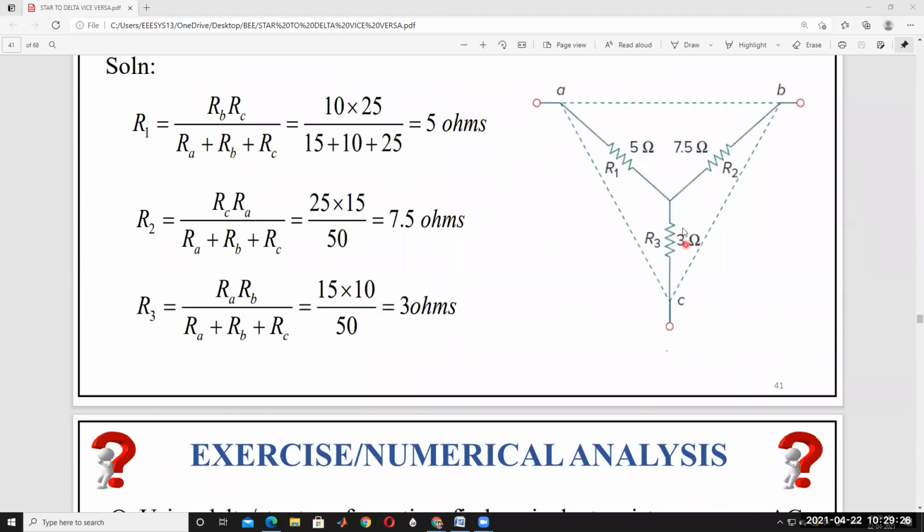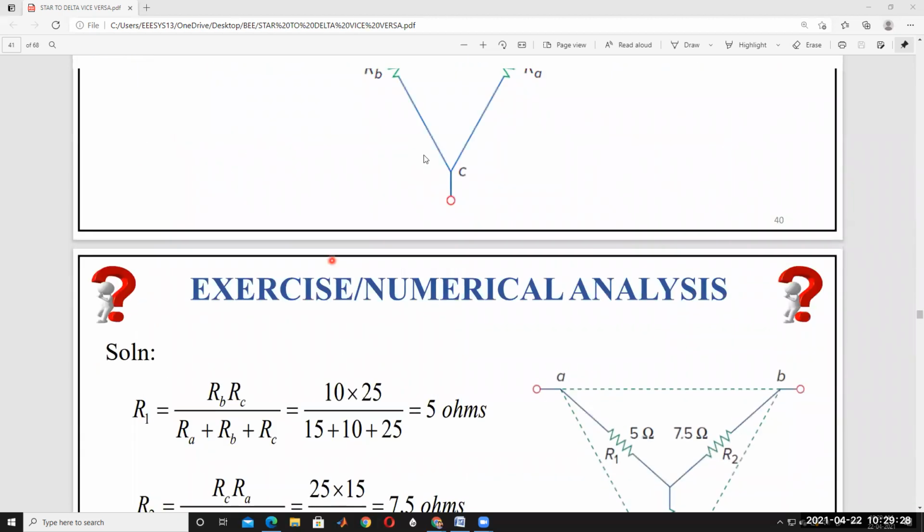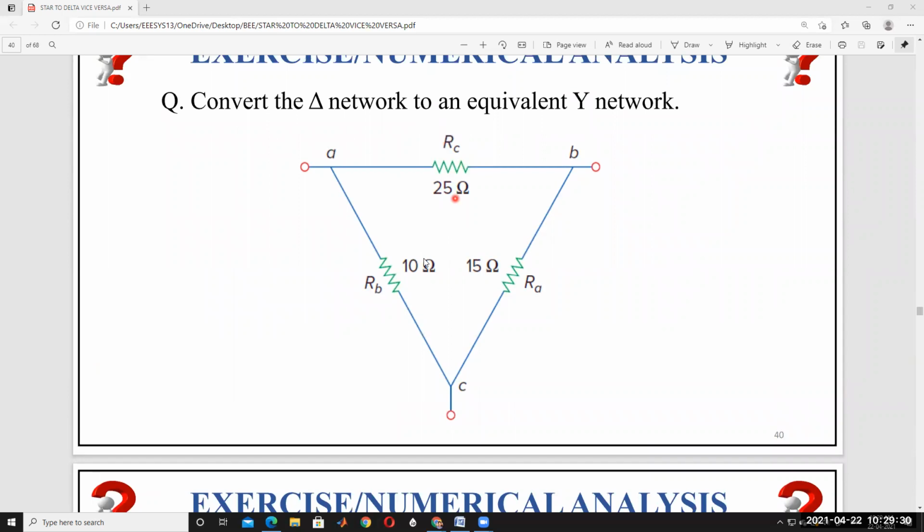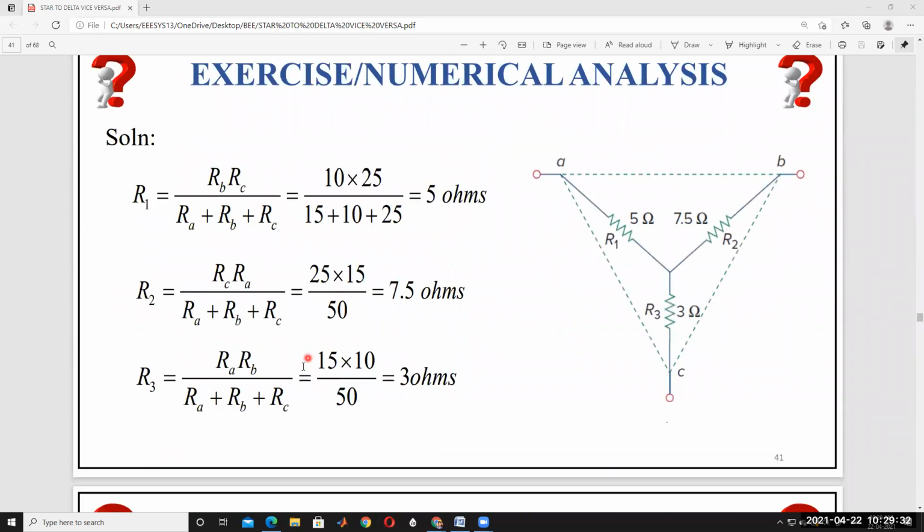So here R2 is this, called R2. So multiplication of these two, RA into RC, divided by the sum of these resistances. So nothing but R2, 7.5 ohms. Okay, delta to star conversion and star to delta conversion is over. So simple problem. Okay, then we will go for another problem.